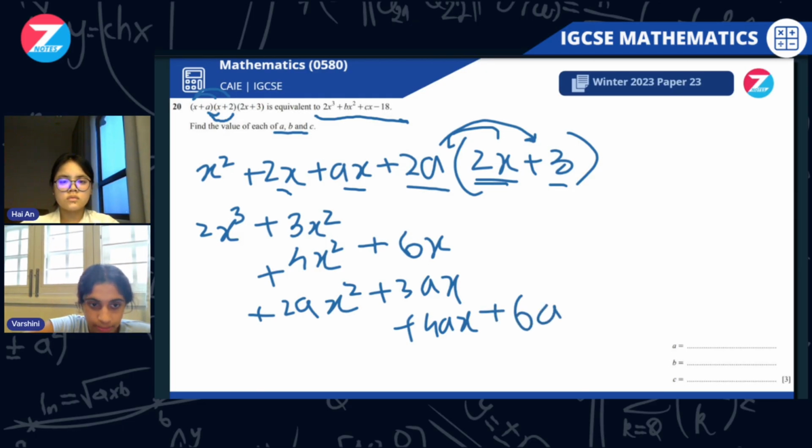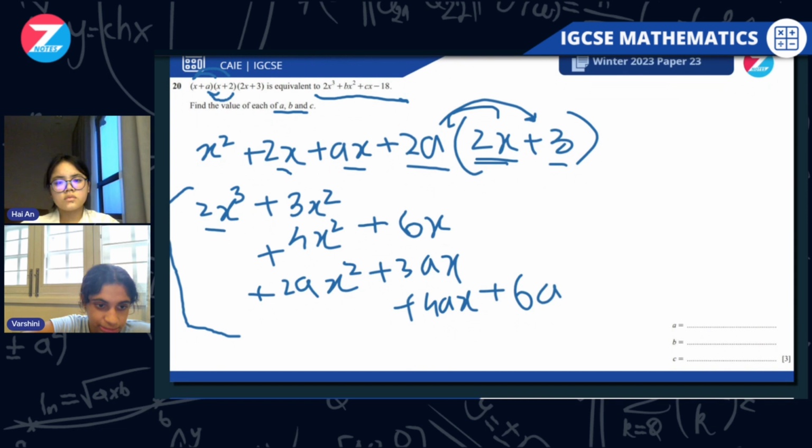Okay, so now let's simplify this whole thing that we've gotten over here. Since 2x cubed is the only x cubed term, we have to leave it like that, 2x cubed. We can also double check and see in our answer there's a 2x cubed.